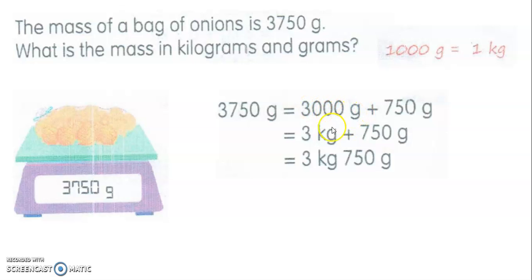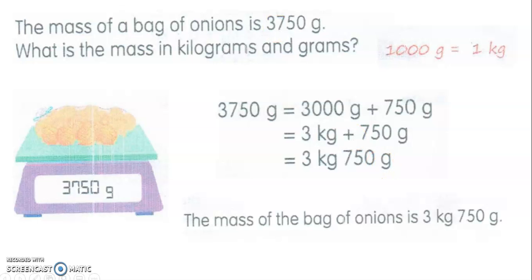So 3000 grams means 3 kilograms, simply, plus 750 grams. We can't add these together because they have different units, kilograms and grams, so we put them together, but we don't add them. We say 3 kilograms 750 grams. So the mass of the bag of onions is 3 kilograms 750 grams.